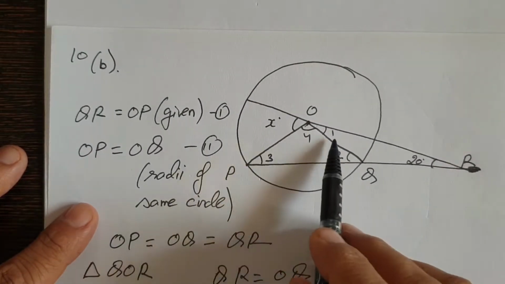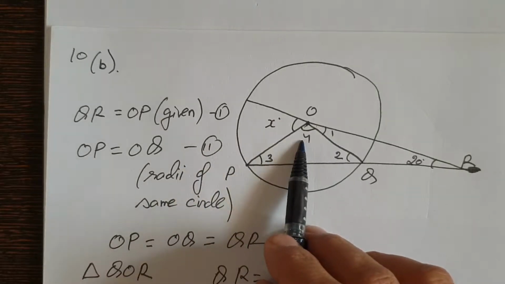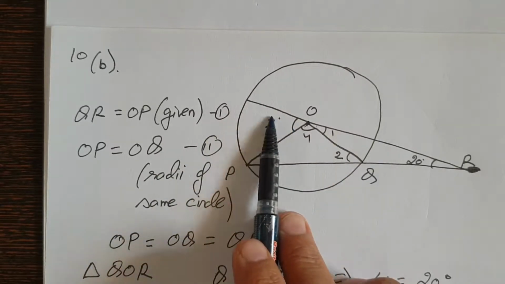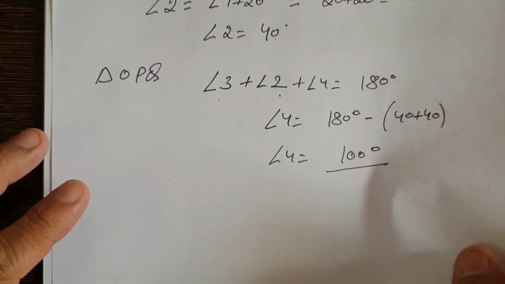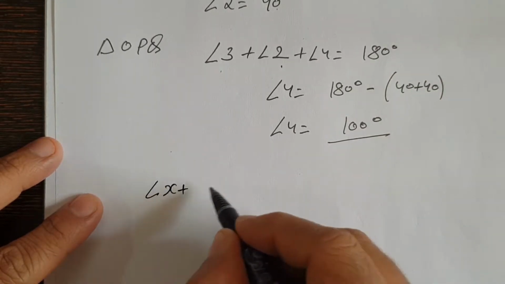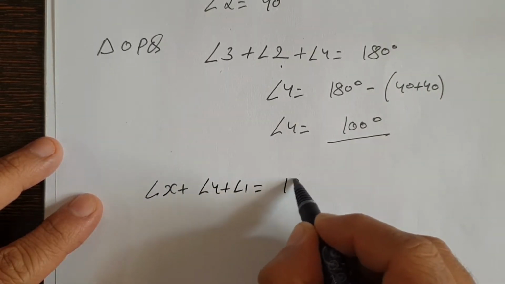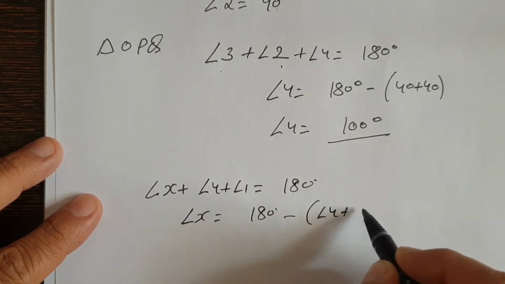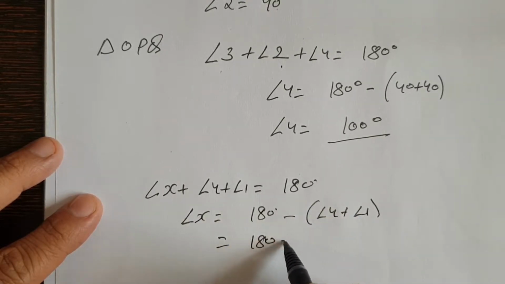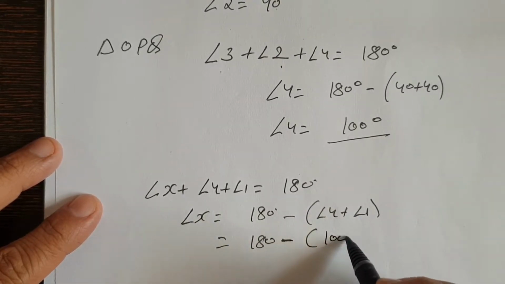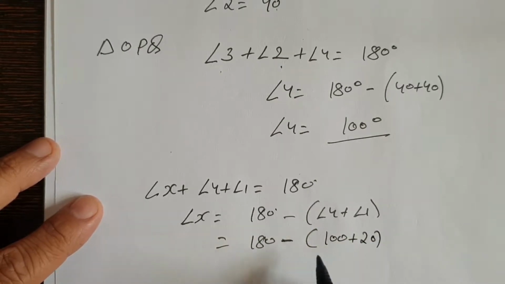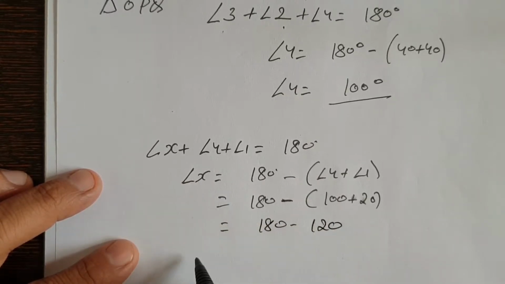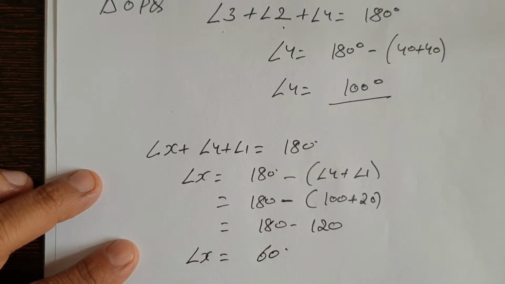Now see in this figure, angle 1 is 20, angle 4 is 100 degrees. Now we know that this is a straight line. So angle X plus angle 4 plus angle 1 is 180. So angle X is how much? 180 minus the sum of angle 4 and angle 1, which is 180 minus 120. 180 minus 100 plus 20 is 120. So 180 minus 120, angle X is 60 degrees.